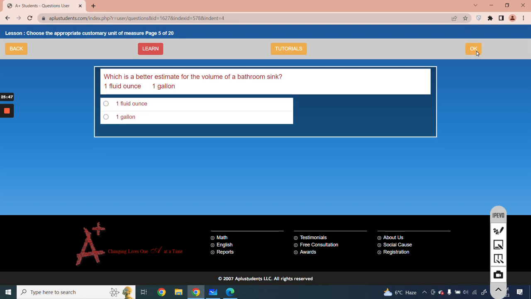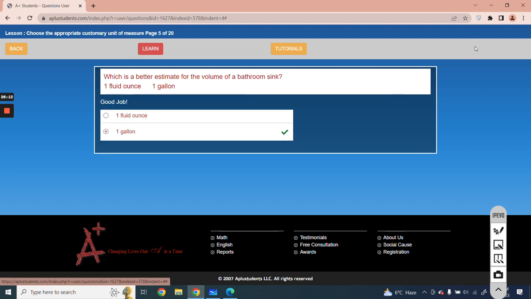Okay, the next one is, which is a better estimate for the volume of a bathroom sink? Is it 1 fluid ounce or 1 gallon? Which is the correct option? Yes, very good. It would be 1 gallon, because fluid ounce is a smaller unit.